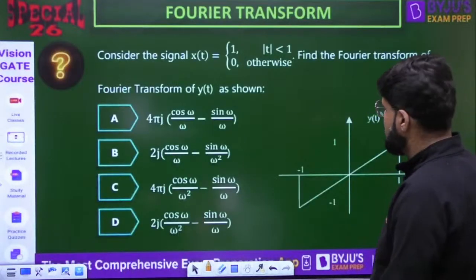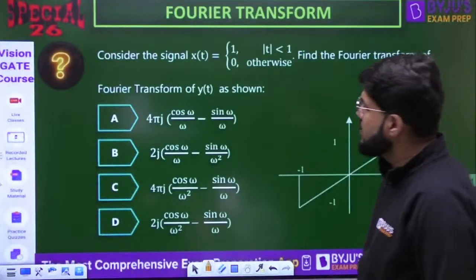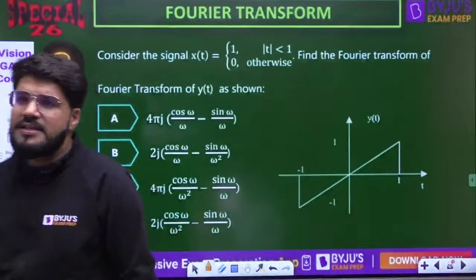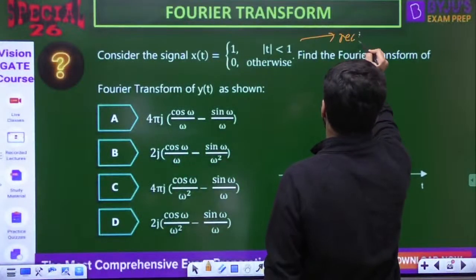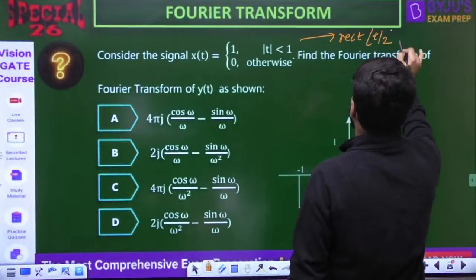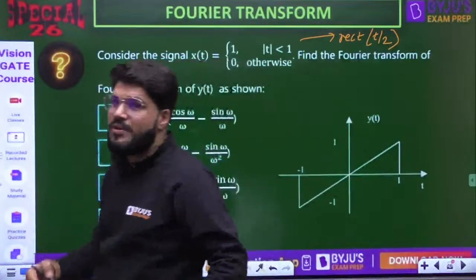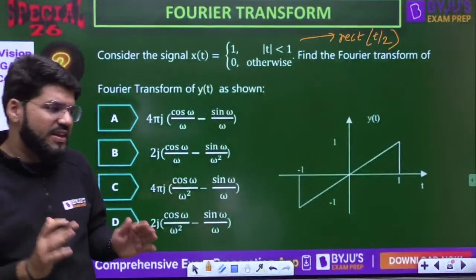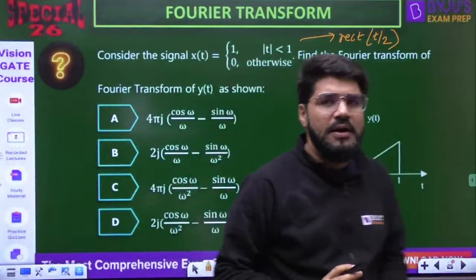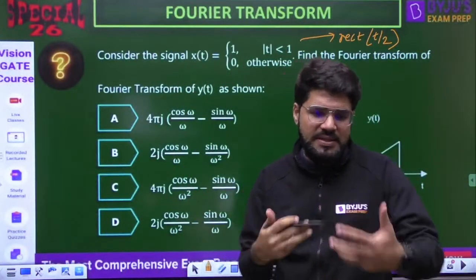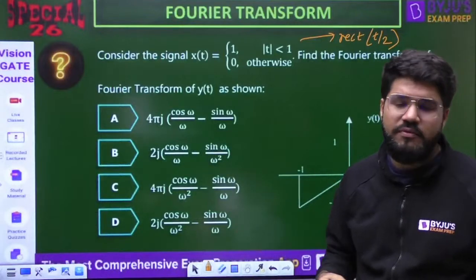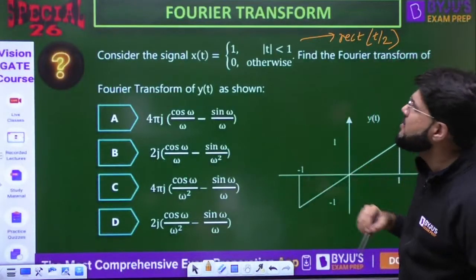Next question. Consider the signal x(t) equal to 1 for |t| less than 1. Once again, what is the signal given to you? Same, rect(t/2). So we are making different varieties of questions on rectangle. I told you in the very beginning, rectangle is very, very important. Sometimes they ask direct also, 1 marker, but usually they mix up with some concept and property, like the previous one was convolution plus scaling.